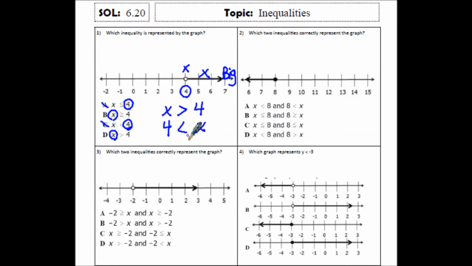Now here we have that there is not a solution at 4, so it cannot be equal to. So A and B are saying that x can be equal to 4, so A and B are not true because of those reasons. Now answer choice D is saying that x is bigger than 4, but not equal to 4. And that's one of the ways that we can write the inequality that's being graphed. So our final answer is D.